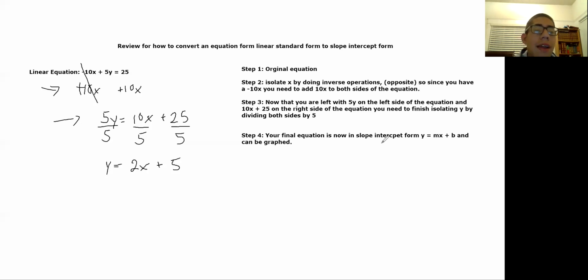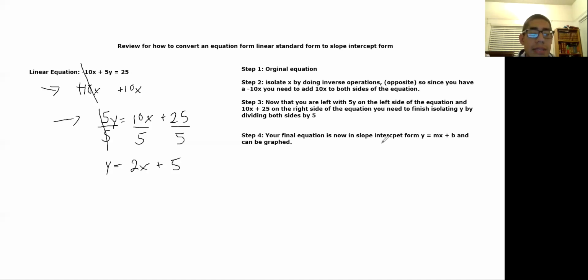We need to get rid of that 5. Since 5 is multiplied by y, we need to do the inverse operation, or the opposite. Opposite of multiplication is division. So we're going to divide everything by 5. If you notice, I put a line underneath all the numbers, I put 5 so that we can cancel out this, and we are left with just a regular y on the left side of the equation, which is exactly what we want. And then that's going to equal 10x divided by 5 is going to be 2x, and 25 divided by 5 is going to be 5.